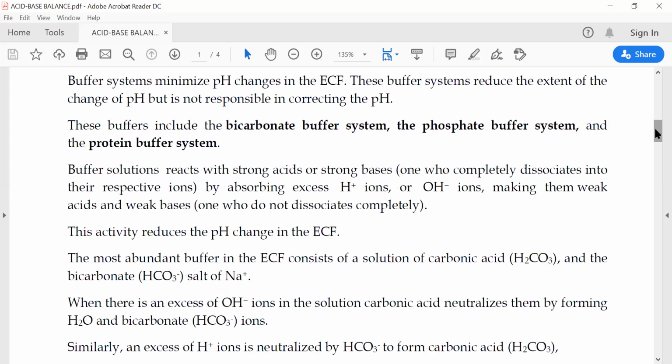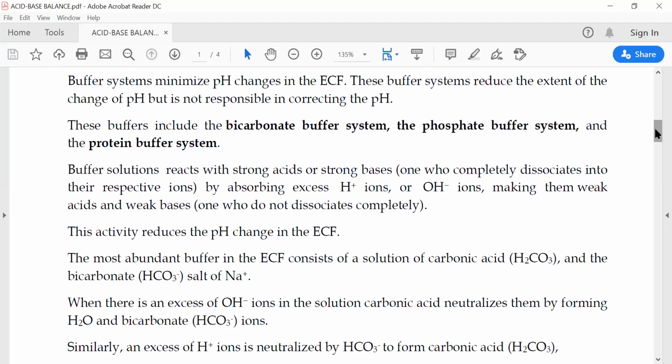Now what do buffer solutions do? These buffer solutions are going to convert strong acids and strong bases into weak acids and weak bases by absorbing excess hydrogen ions or hydroxyl ions respectively. Now what is a strong acid or strong base? These are those which are going to dissociate completely into their respective ions. For example, strong acids will dissociate completely into hydrogen ions. Strong bases will dissociate completely to give you hydroxyl ions. And then what is the definition for weak acids and weak bases? Weak acids are those which are not going to completely dissociate into the respective ions.